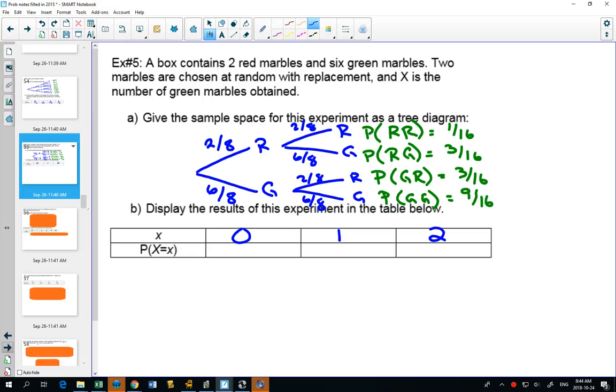Which one represents 0 green marbles? Red, red. So that'll be 1 out of 16 chance. There's two cases for 1, so you could add them up. I'm going to keep it out of 16, but you could reduce that to 3 out of 8 if you'd like. And finally, green, green, 9 out of 16.